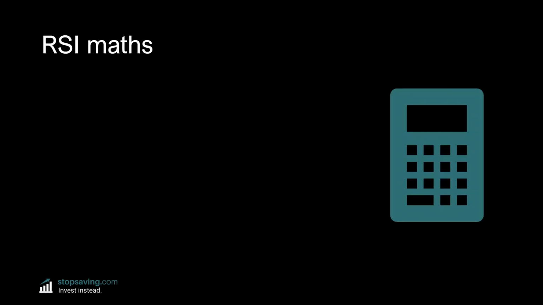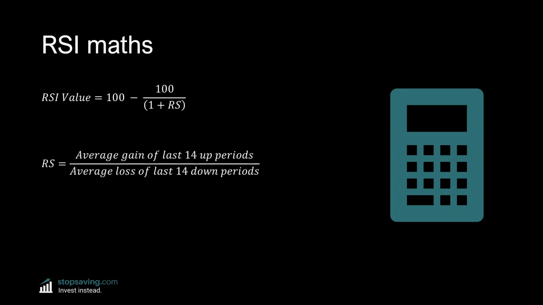So as I mentioned a couple of slides back, Wilder liked maths. And while you really don't need to know the RSI formula to use it in your strategy, it can be good to understand it. So let's dig into that. The RSI value at any point in time equals 100 minus 100 over 1 plus RS. Now, the use of the number 100 is just to make the index range between 0 and 100. So in this case, the RS value in the denominator at the bottom is what's really important. And that RS value is this: the average gain over the last 14 up periods divided by the average loss over the last 14 down periods.